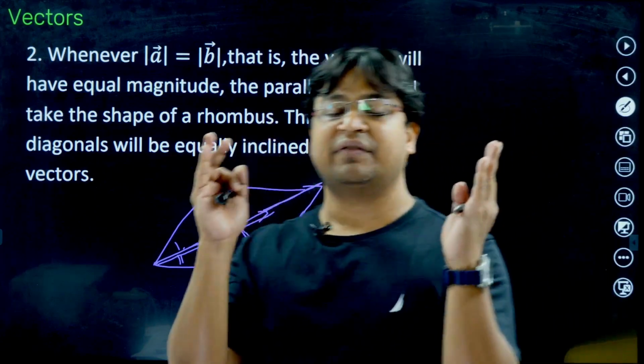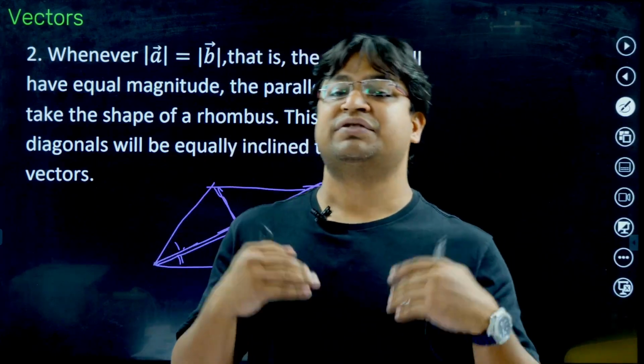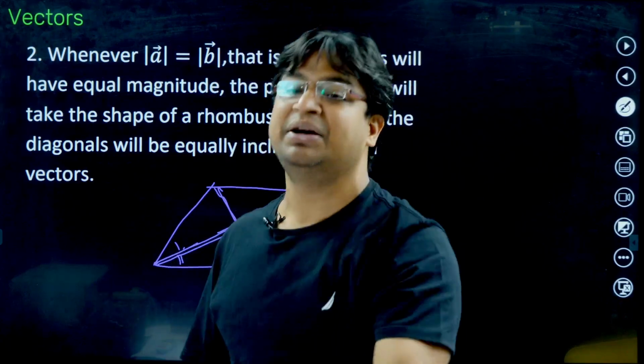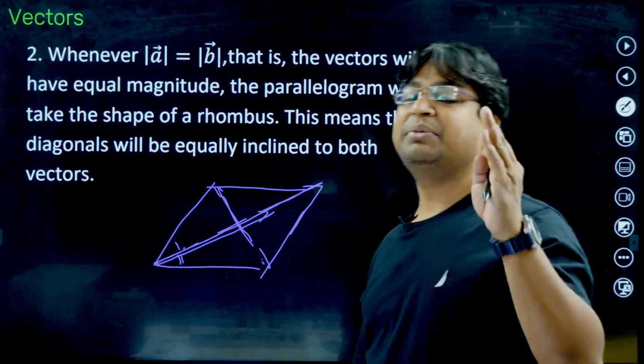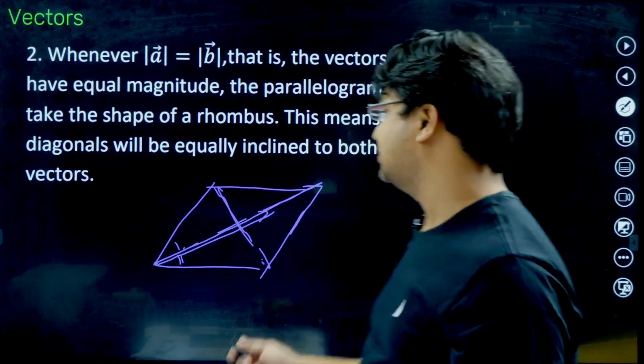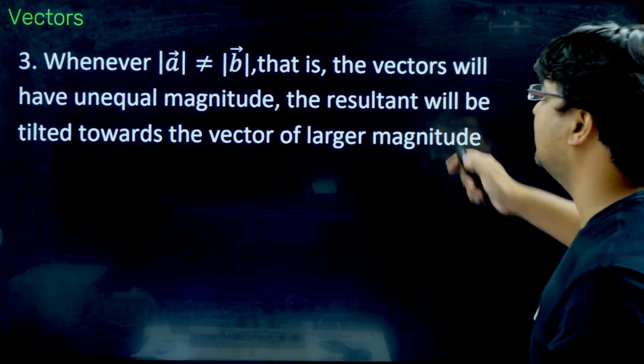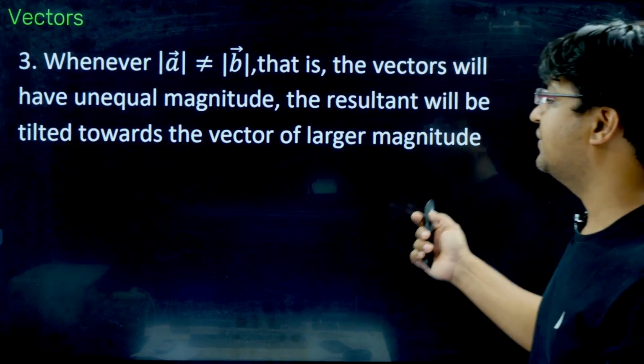So if the vectors which we are trying to add are equal in magnitude, then the resultant lies exactly midway between the two vectors. So the resultant makes theta by 2 angle with both the vectors. Now whenever they are not equal, the vectors will have unequal magnitude and the resultant will be tilted towards the vector of larger magnitude.